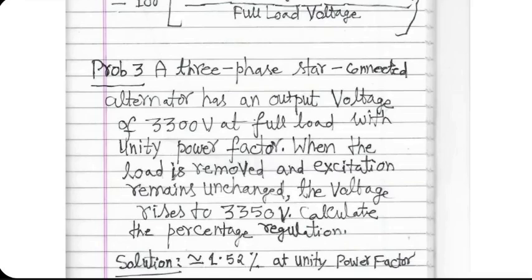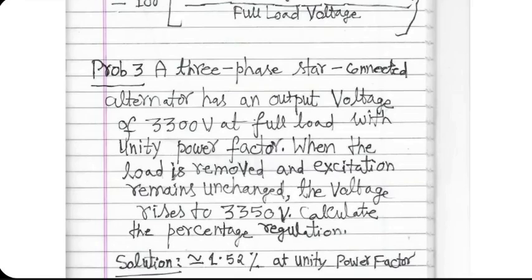You take the difference and divide the result by 3300 and then multiply the whole thing by 100 to get the percentage value. You will get 1.52%, I think. But this is not enough.